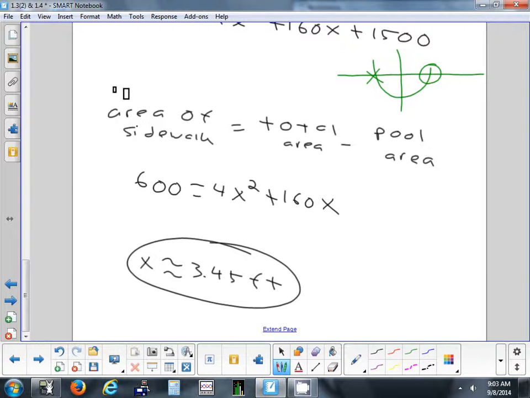Okay, so a little bit different approach to solving a quadratic equation that you may have never done before. That's how you do it.